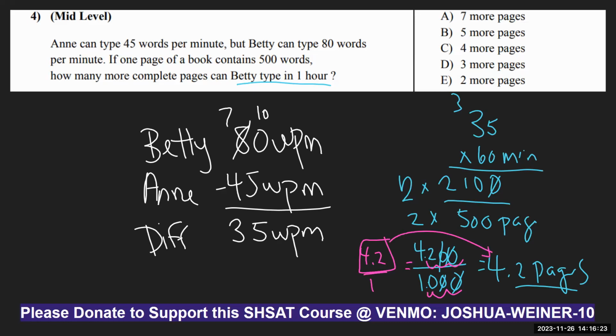So just move it the same number of decimal places to get that 1,000 and scale down to 1. All right, and the correct answer was C. Betty can type a little more than 4 extra pages. Betty has a very exceptional typing skill, and she can get 4 more pages done if she sits for an hour and types.